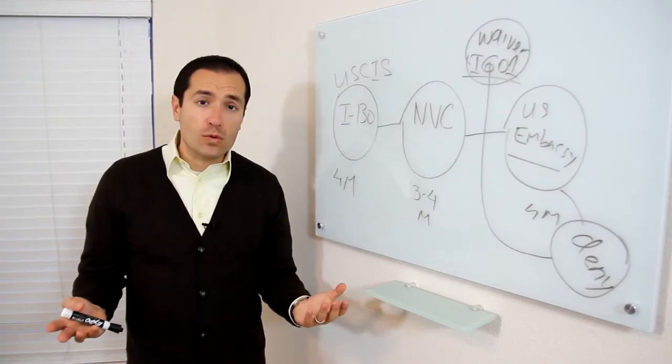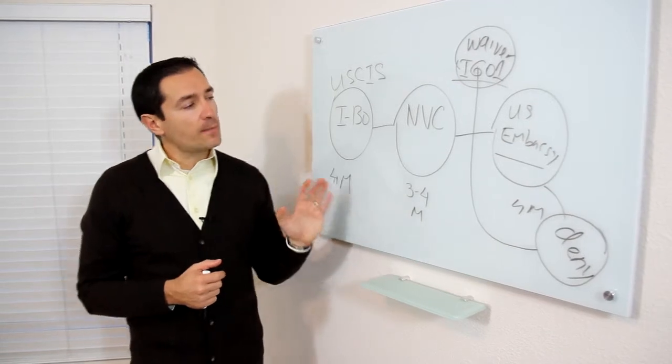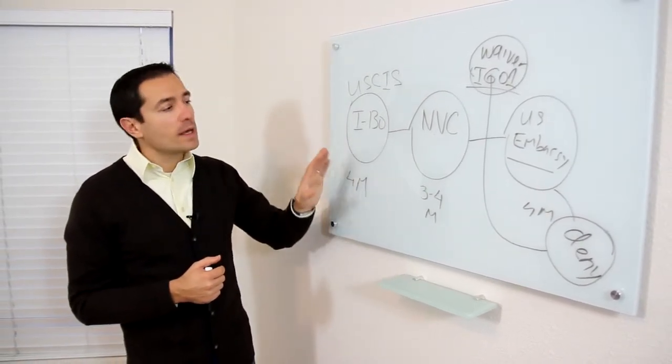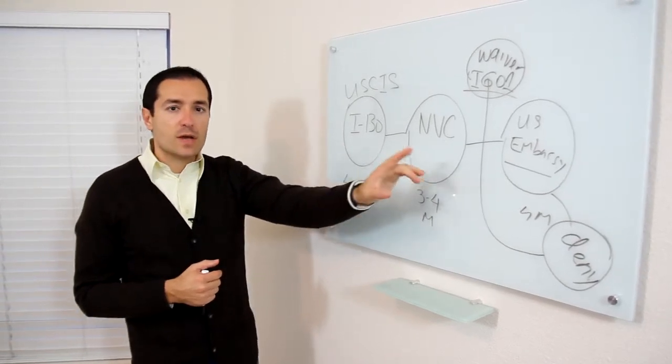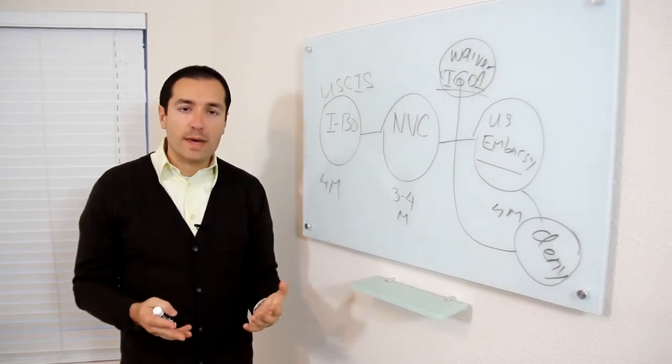Now, we're hoping that the law will change. We're hoping there's going to be some new legislation coming up. But as of today, this is the only way, the only steps. First, filing the I-130, then the case goes to the National Visa Center, and then to the U.S. Embassy, and then the decision to leave the country has to be made.